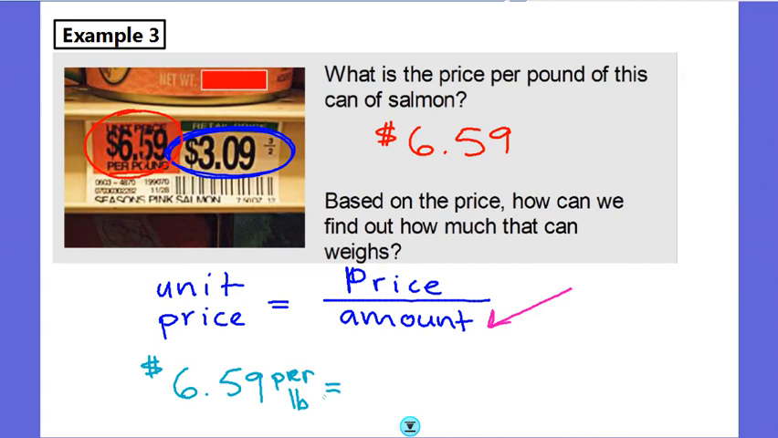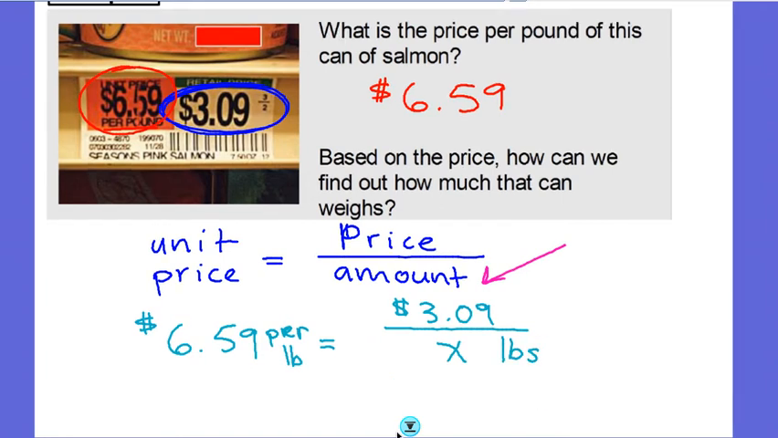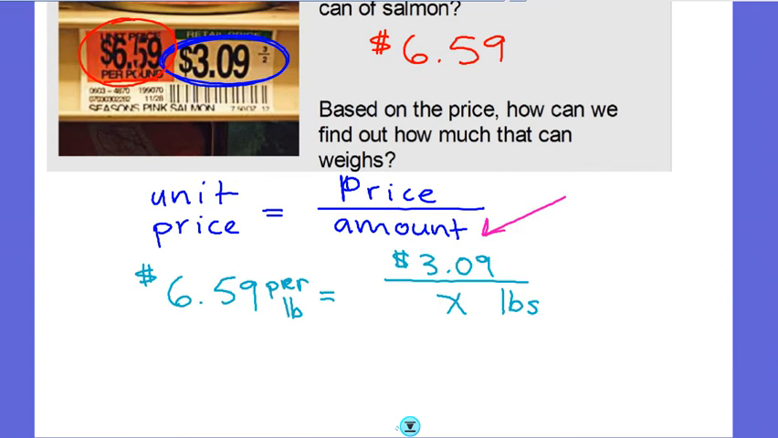Or salmon, excuse me. And so then the price of the thing that I'm purchasing is also on there in the white, and that is going to be $3.09. And I don't know what the amount is. I know it's going to be measured in pounds, but it's going to be a variable. It's going to be called x. And I want to solve this for x.